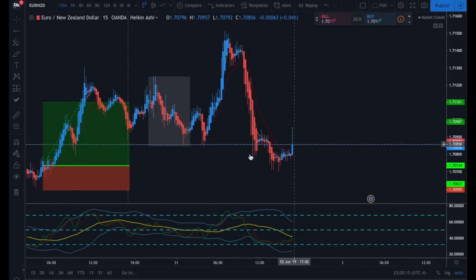Euro NZD, very similar setup. We had a type 2 setup out of London here, and then off the high of the day, we had a nice M formation, as you can see here, straight down.